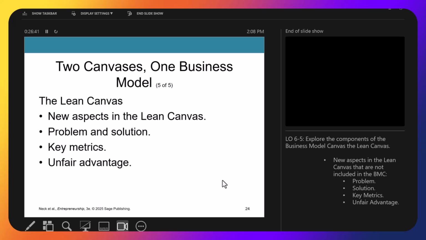In doing this early phase, you're looking at problems and solutions. How are you coming up with the problem? Diagnose what the problems are. What type of solutions are you coming up with? You're looking at your key metrics. Unfair advantage is the opposite of a fair advantage.